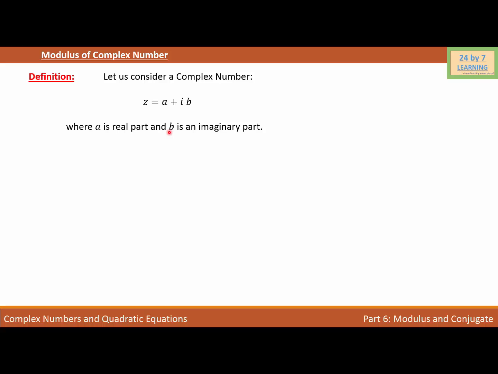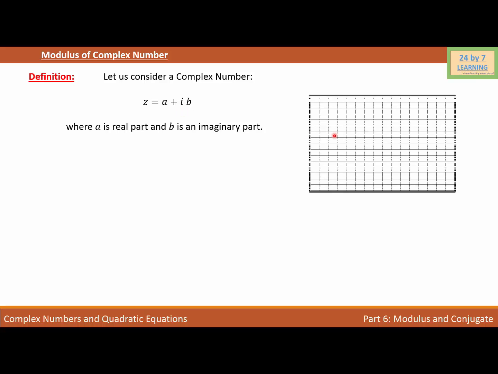So in order to understand the complex number z equals a plus ib, I'm going to graph it. So this is my graph. This is my x-axis and this is my y-axis. I'm going to consider a point P. So this is my point P, and the coordinate of this point is (a, b), because I'm writing the complex number z equals a plus ib in terms of an ordered pair, which is over here.